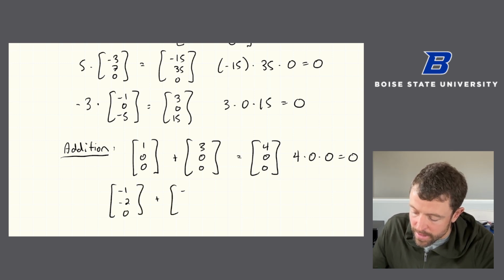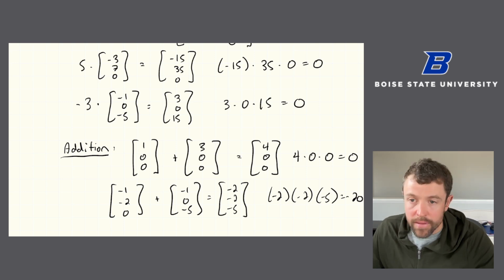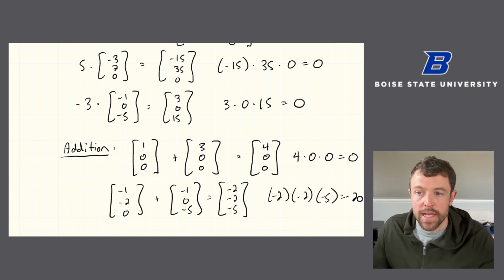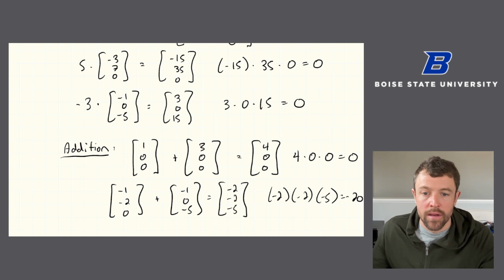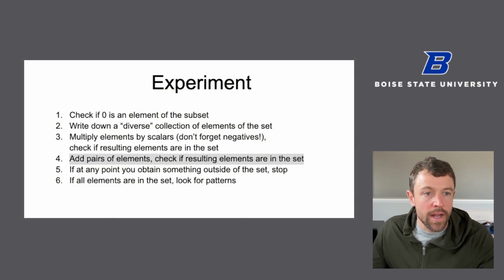When I add these two together, I get -2, -2, -5. But then when I multiply those numbers, I get -20. So I get something that's not in the original set. And this is really important. In this process of experimenting, if at any point you obtain something outside of the set, you need to stop. And so that's what I'm going to do.